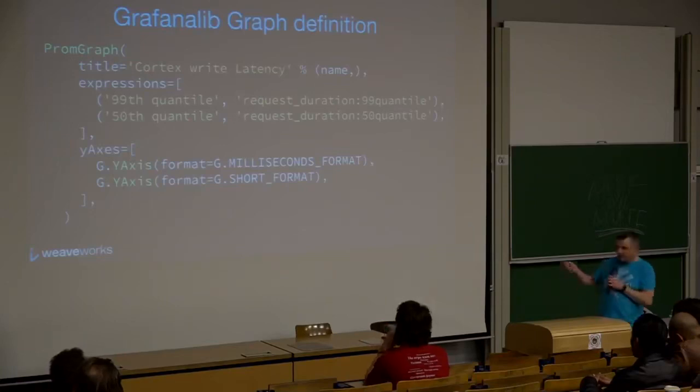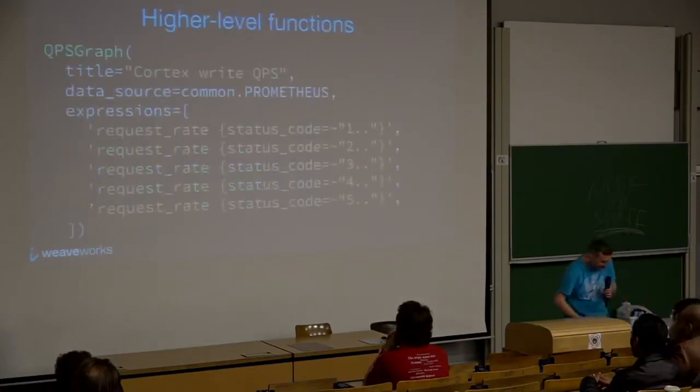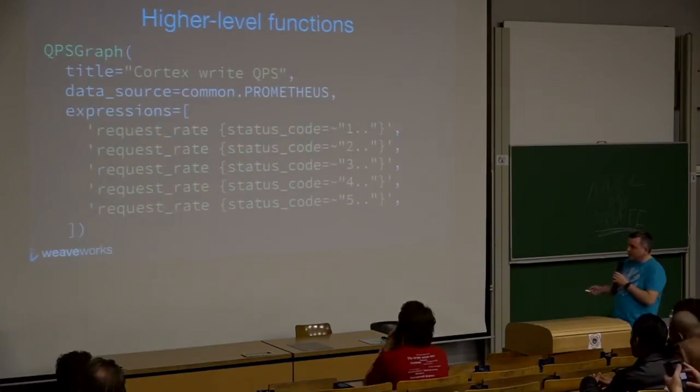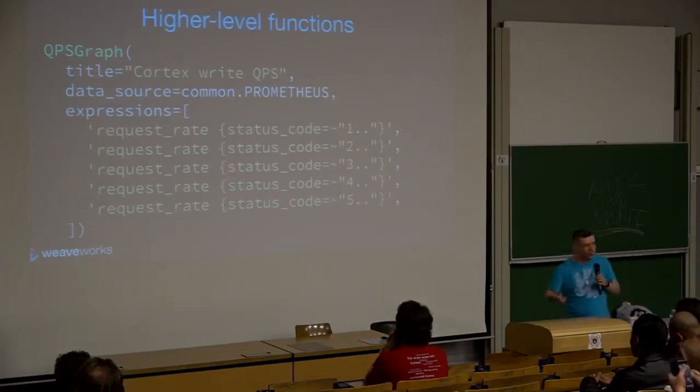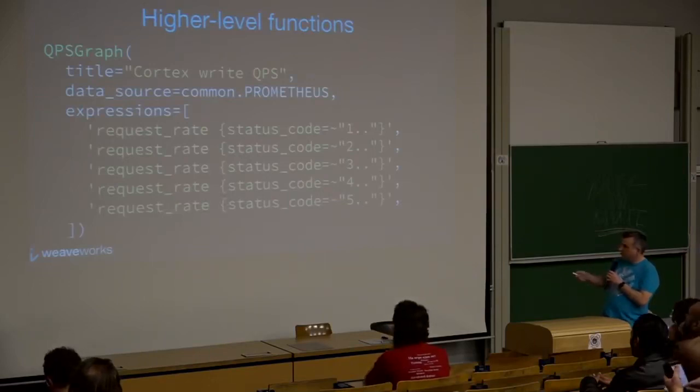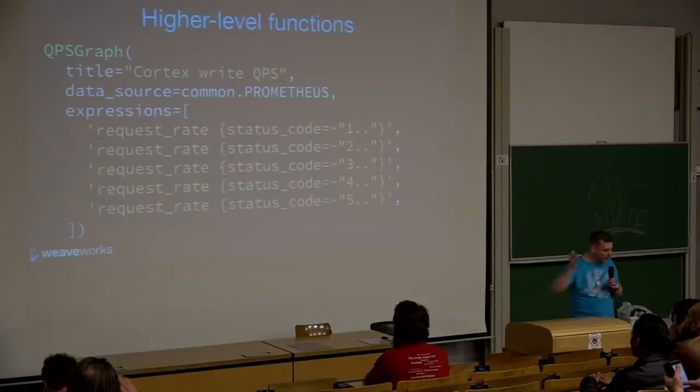So that gets a little bit repetitive. Actually, I'm going to show you something that's even more repetitive. We have a higher level function called a QPS graph, and then we don't need to tell it anything about the axes, because queries per second is always per second. Then we format this in a specific way, we color it in a specific way, and then we just separate out the 5 different error codes. This is for an HTTP service, and we stick them in an array. Behind the scenes, it will generate all the coloring, all the JSON, everything to make a standard QPS graph.